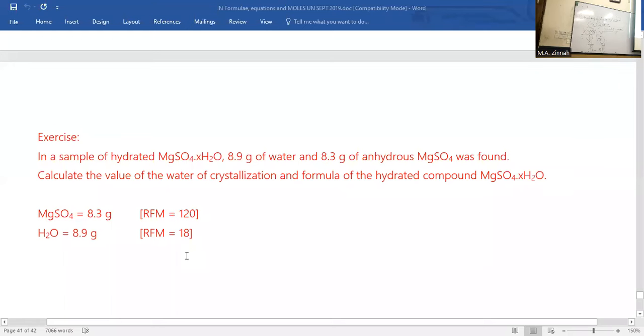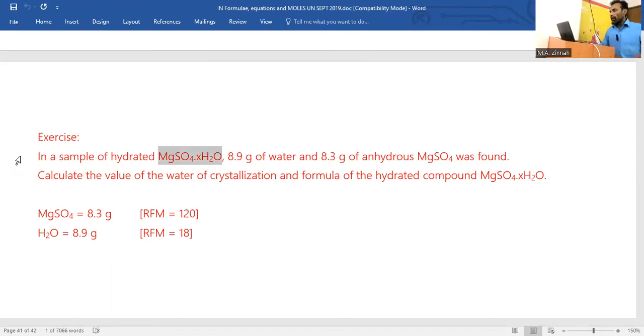So we see one. Look at the exercise, everybody. Here you get a sample of magnesium sulfate. Is this hydrated or anhydrous? What do you see in the formula? Hydrated. Here you see x mole of water with 1 mole of magnesium sulfate. This is the formula. And it says that in this hydrated crystal you have this gram of water. How much water here? 8.9 gram.